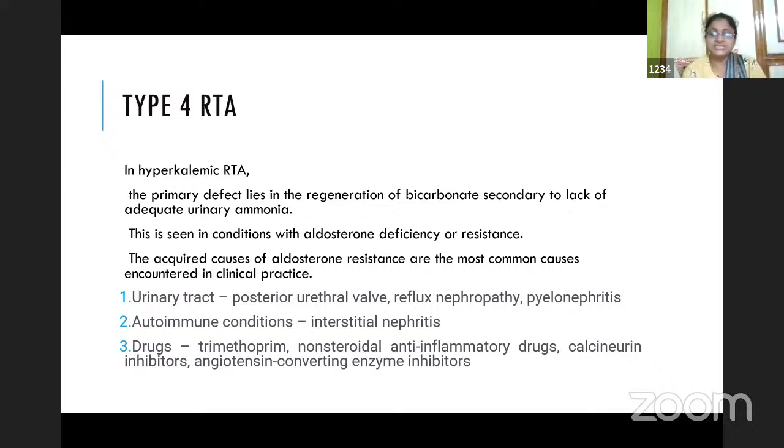And autoimmune conditions like interstitial nephritis, and a number of drugs: NSAIDs, ACE inhibitors, trimethoprim, CNIs. Though they are rarely used in children, post bone marrow transplantation, CNIs are very commonly used. So in those cases also you can see these RTAs. Most of them are reported as case reports of type 4 RTA following BMT in children.